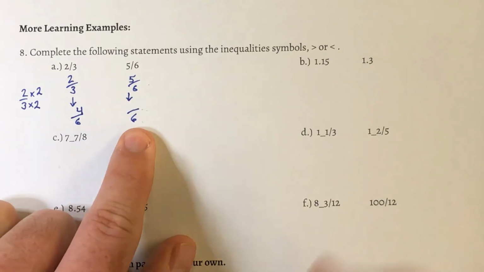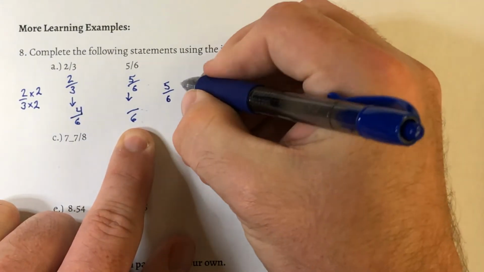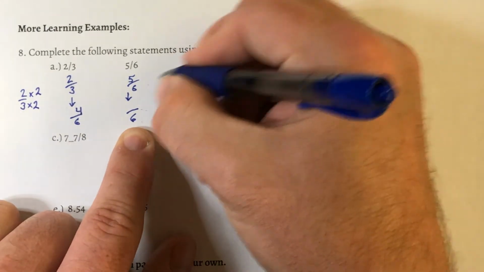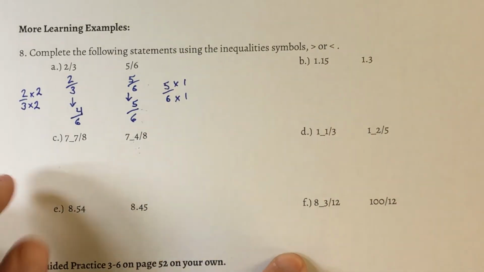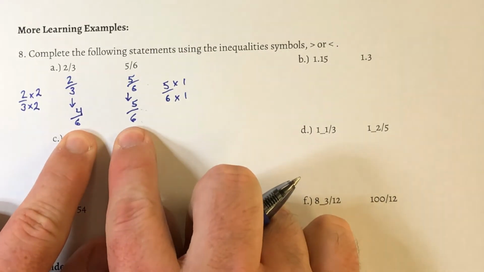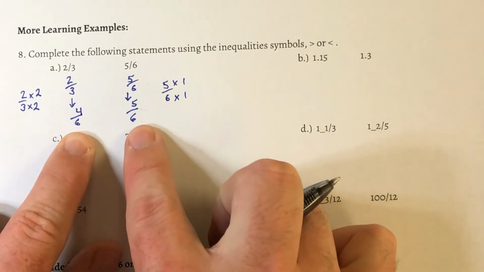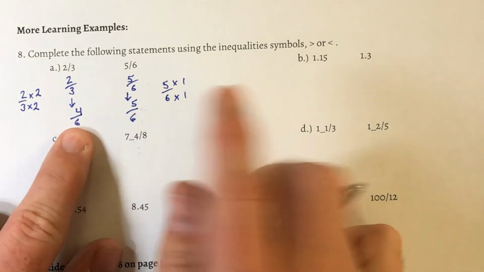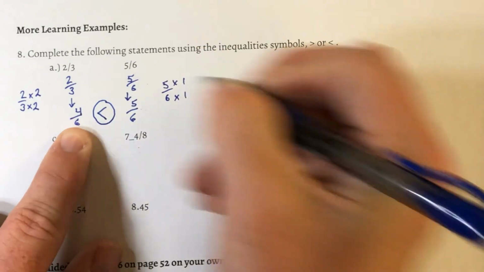All right. Did my denominator change here? Not really. So 6 times what is 6? Well, 6 times 1, no change. So 5 times 1, no change. It stays a 5. Now the denominators match. I have 4 out of 6 pieces of something, and I have 5 out of 6 pieces of something. Which one is greater? 5/6. So we're going to say 4/6 is less than 5/6.